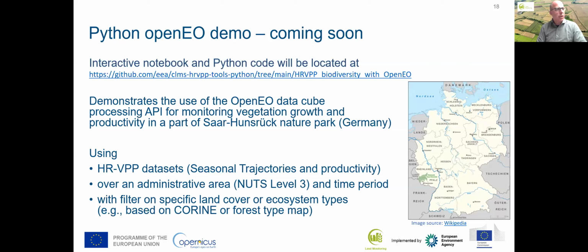And it will calculate over an administrative area. So we took the NUTS level 3, but okay, you can use any shapefile you want, and a time period with a specific filter, where you can either use Corine, for instance, for land cover, but you can also use, for instance, the forest type map to filter on specific forest types and conduct some analysis.